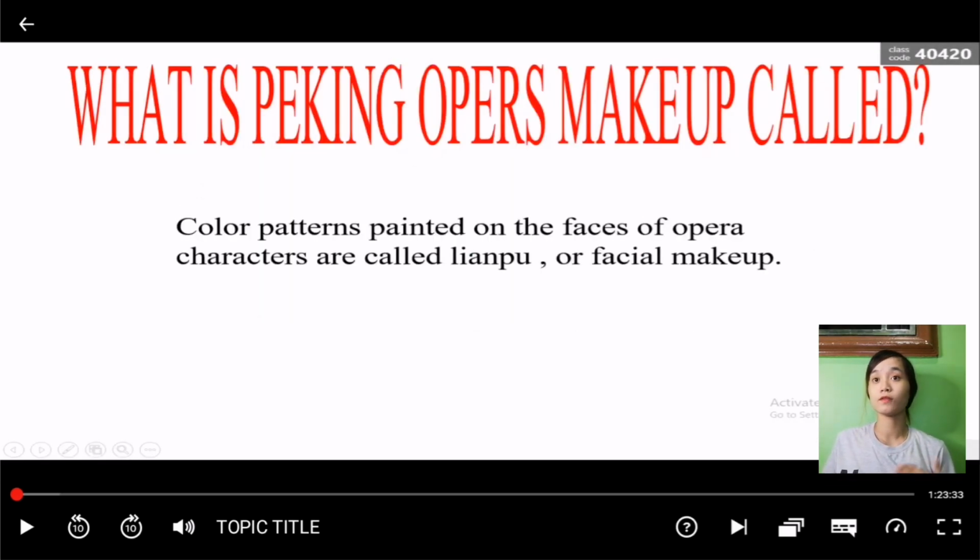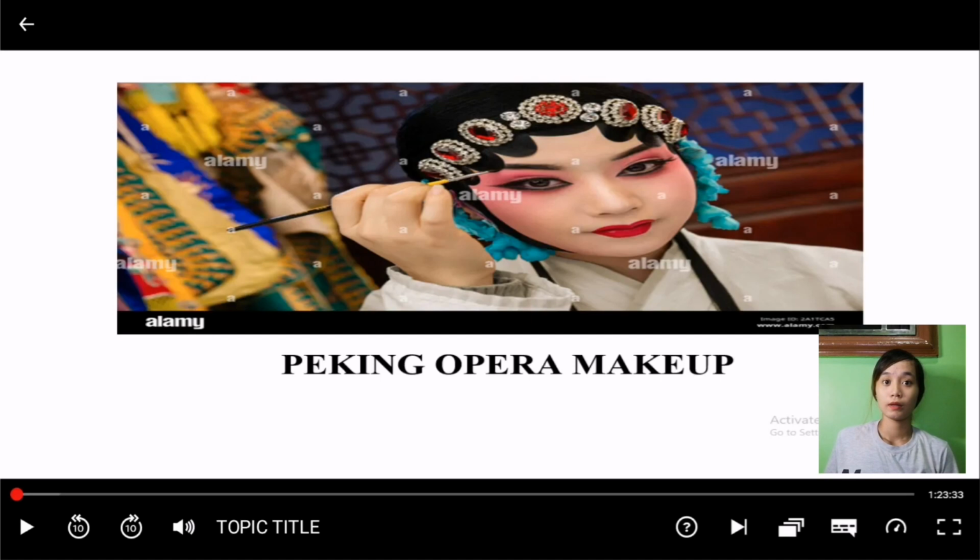The next one is, what is Peking opera makeup called? Color patterns painted on the faces of opera characters are called lianpu, or facial makeup. When a character's face needs to be exaggerated, a makeup type is painted. The most common facial makeup types are jing and chou. This is the example of Peking opera makeup.